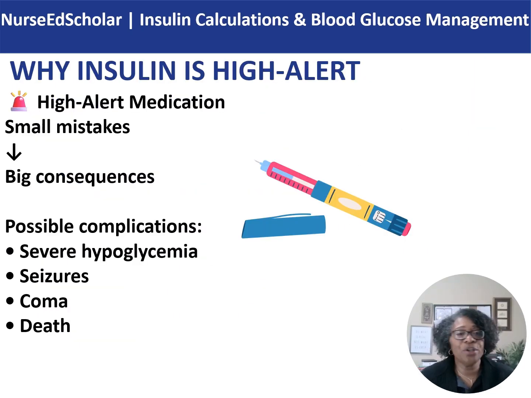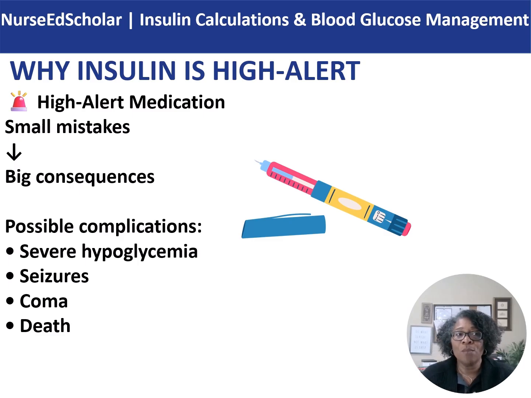Okay. So you're going to hear it in school, and they always talk about insulin is a high alert medication, right? But why? Minor mistakes, and I'm saying minor mistakes because with insulin, everything is a mistake if you give too much. But if you give the wrong dose of insulin, it can cause some serious issues with your patient. Because too much insulin can cause, I have it on the screen, severe hypoglycemia, seizures, coma, even death.